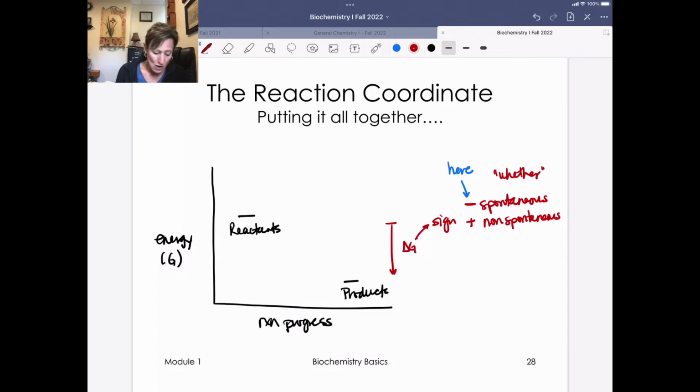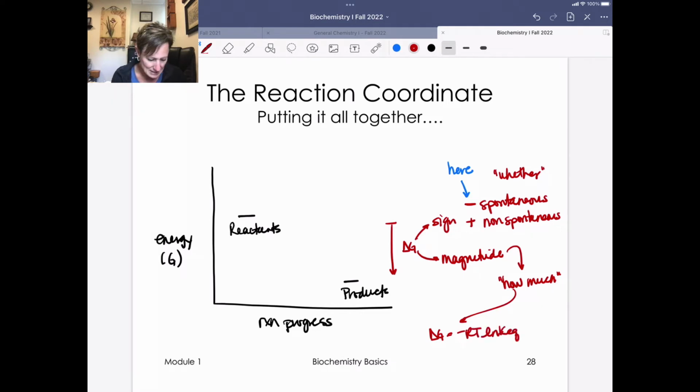When we think about the how much part, this has to do with the magnitude that we have for that delta G value. So that magnitude is going to tell us how much product we make, and so the larger the value is, and we get this again from our equation, delta G equals minus RT ln of KEQ. Okay, so those are the pieces that we get.